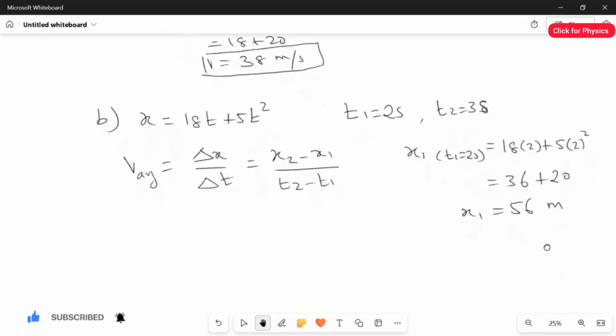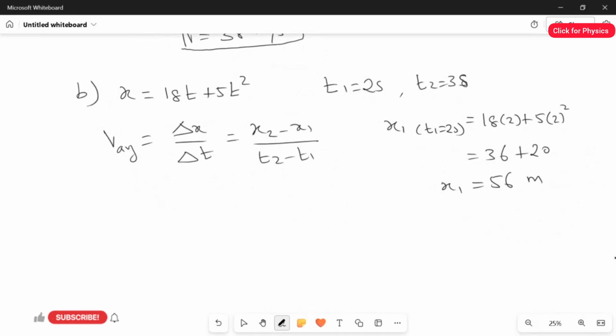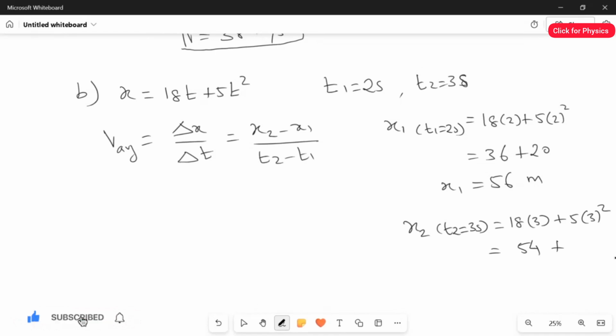Likewise, I do the same thing for x2. For getting x2, I substitute t equal to 3 seconds. So x2 for t2 equal to 3 seconds is 18 multiplied by 3 plus 5 multiplied by 3 square. Now you multiply: 18 times 3 is 54, plus 5 multiplied by 9, which is 45. So here we have 99 meter. So the x1 value is 56 meter and the x2 value is 99 meter.